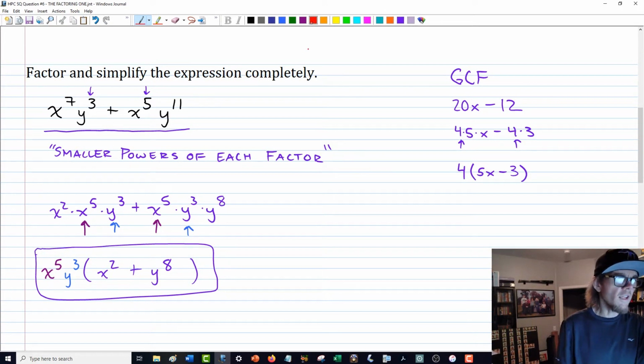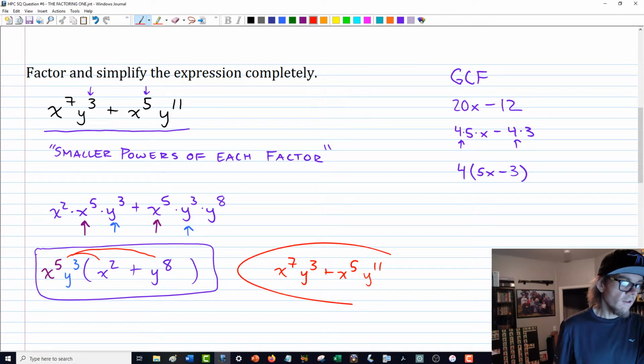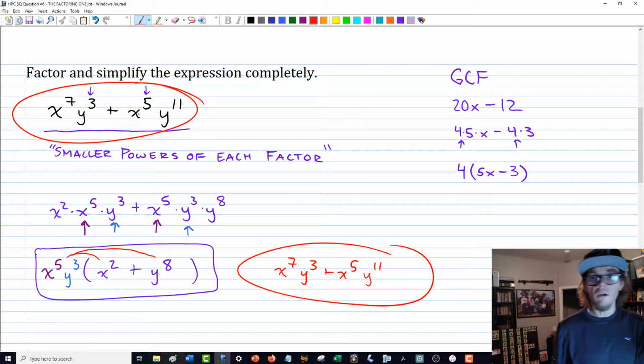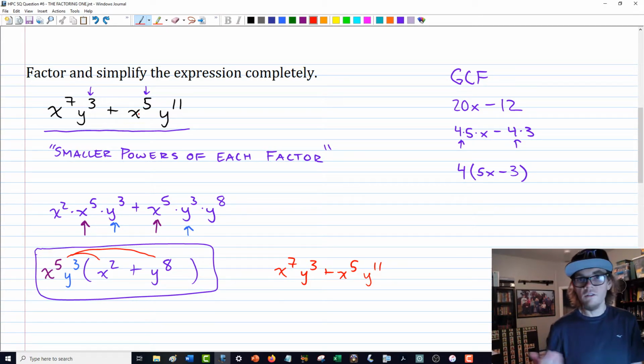Now, if you're looking at this going, wait a second, did that work? You could just distribute the entire thing back in and see. So x to the 5th times x to the 2nd is x to the 7th, and we have y to the 3rd. On the next one, we have x to the 5th, and then y to the 3rd times y to the 8th is y to the 11th, and hey, look at that. It's the same thing we started with. We've just anti-distributed it. We've undone the distributive property to write it in the simplest possible form.